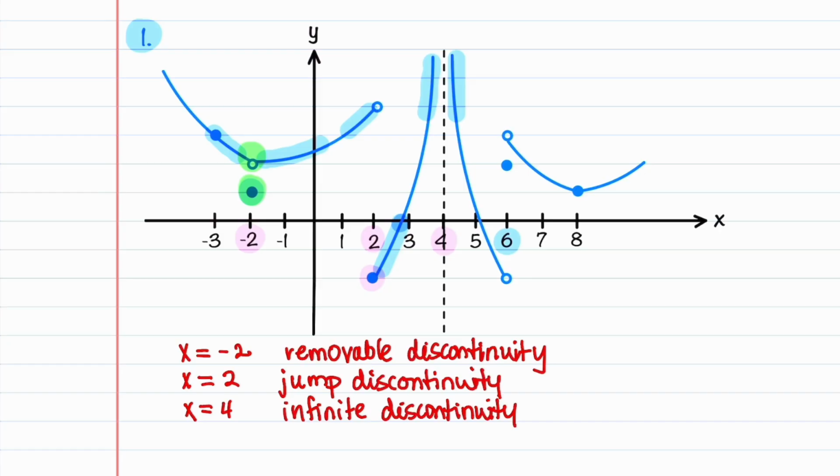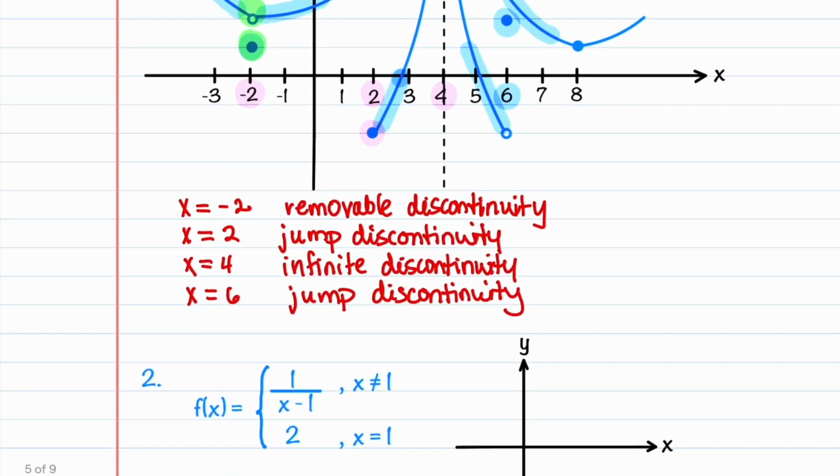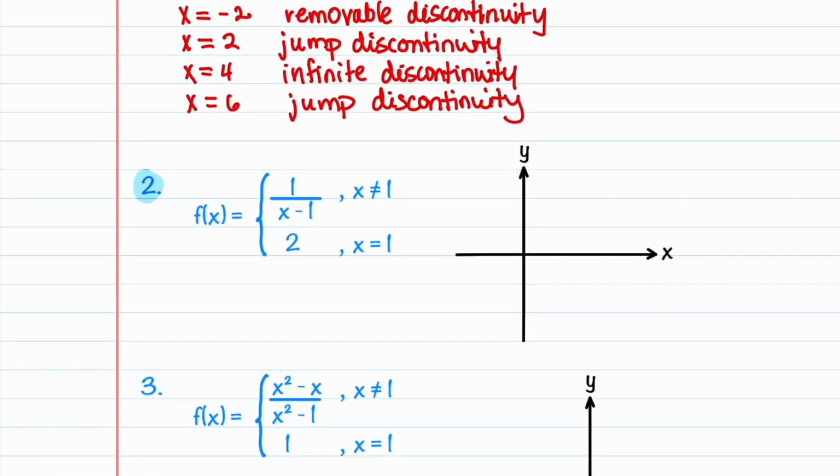You might want to pause the video and see if you can determine what type of discontinuity we have here. Our function is defined at x is equal to 6, but the limit from the left does not equal the limit from the right. And that means just like when x is equal to 2, we have a jump discontinuity. So we'll write down x is equal to 6. We have a jump discontinuity. Let's now look at our second example.